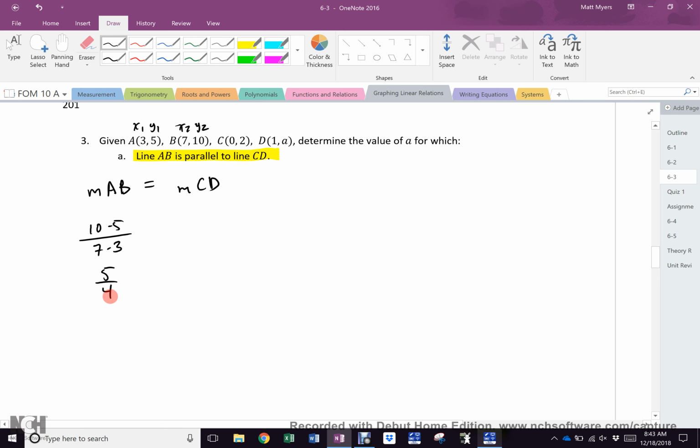Yeah? Okay. What is the slope of CD? I'm going to label it the other way around, just to be contrary. x2, y2, x1, y1. So what would CD be? 2 minus a over 0 minus 1, which would be 2 minus a over negative 1. Now, if these are parallel, what symbol goes right there? Between the two, if they're parallel.